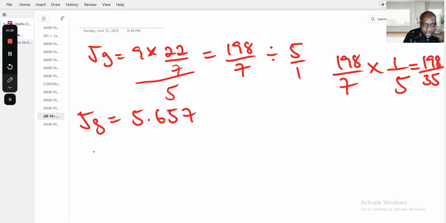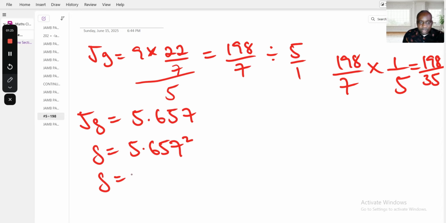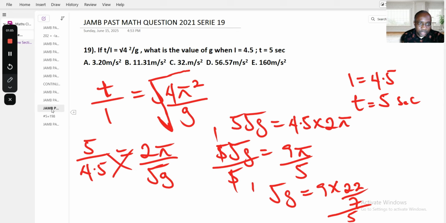Now let's move the square on this one. 5.657 squared, because it is in minutes and seconds. Therefore, we are going to multiply that like that. 5.657 raised to power 2. What is it going to give us? It's going to give us 32 minutes per second. That's our final answer. Let's check it. Do we have 32 there? Yes, 32 is there. C. Our final answer is C.